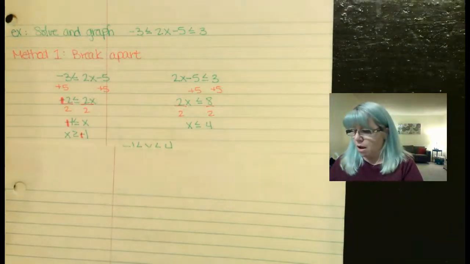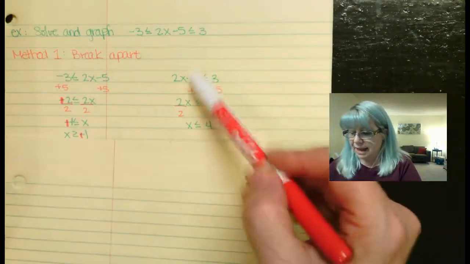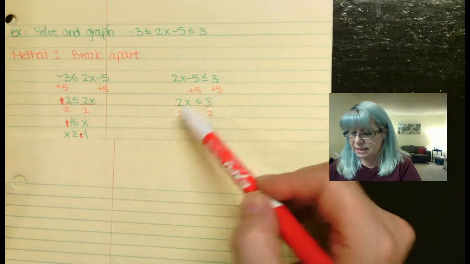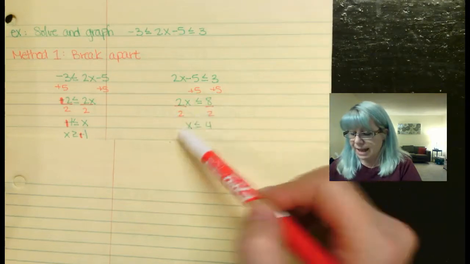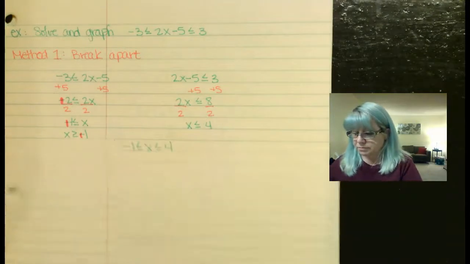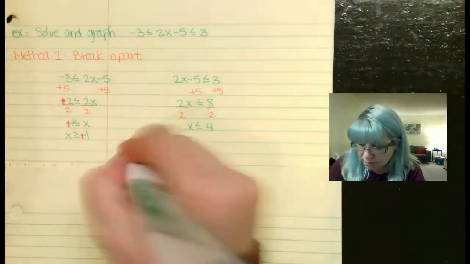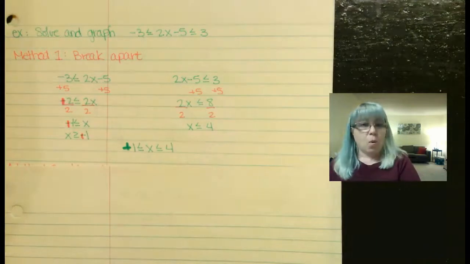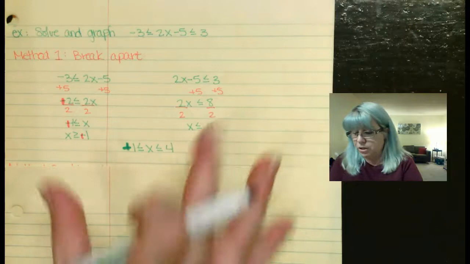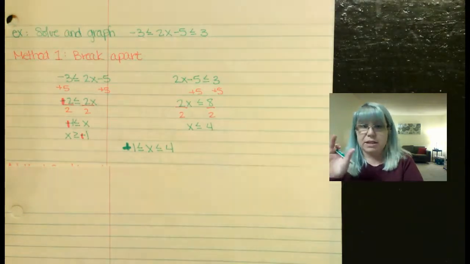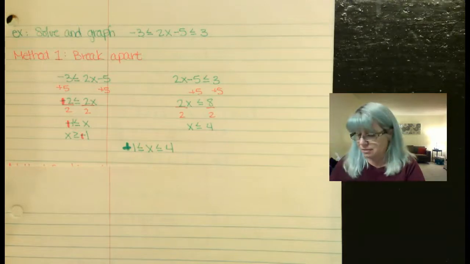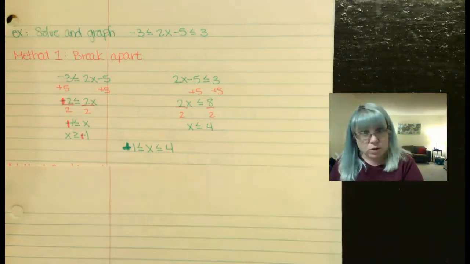Okay. On the other side, I'm going to add 5. Add 5, 2x is less than or equal to 8. Divide by 2, divide by 2. X is less than or equal to 4. So, 1 is less than or equal to x is less than or equal to 4. When I bring those two together, it's going to bring this squished notation, right? Okay, that's one way of solving this.